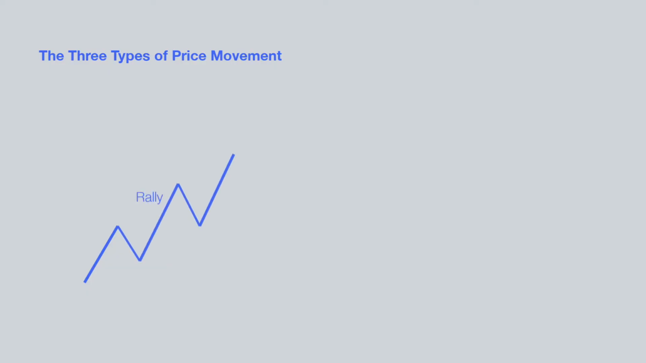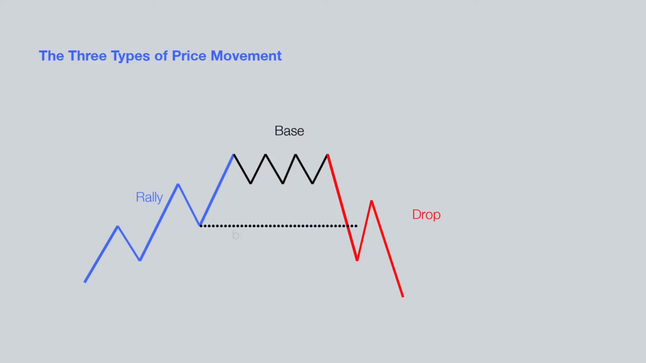First, you need to understand the three basic types of price movement. Rally, when price moves upward. Base, when price consolidates in a horizontal range. Drop, when price moves downward. For example, let's say the price rallies, then consolidates, and finally drops, breaking the last low it formed. The upward movement is the rally, the horizontal movement is the base, and the downward movement is the drop.